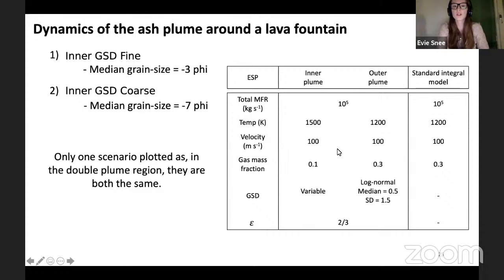You'll notice here only one scenario is plotted, and this is because we're looking in the double plume region. As I said before, these two different coupling scenarios only come into play once the lava fountain has stopped. So we're not actually at the point where these scenarios make a difference yet. That's why I've only plotted one.